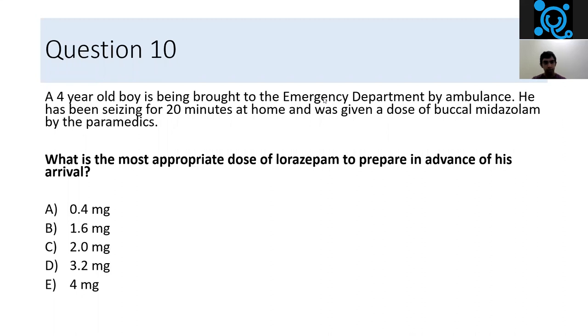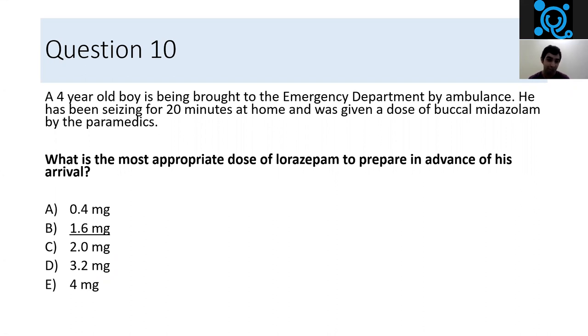Got a range of options, essentially an even spread between most of them. There is only one correct answer here, and that is option B, 1.6 milligrams. Option E is the dose which you would give to adults, I believe.